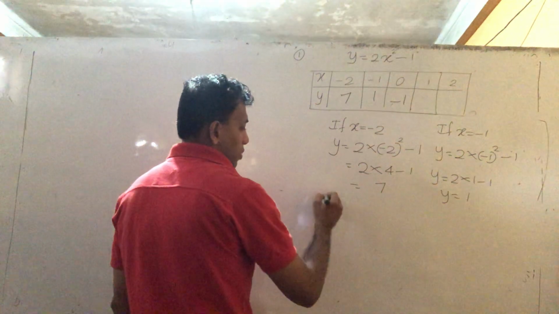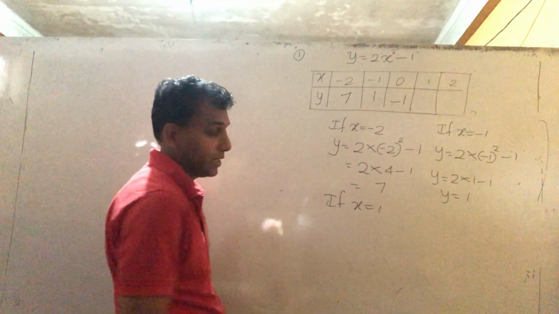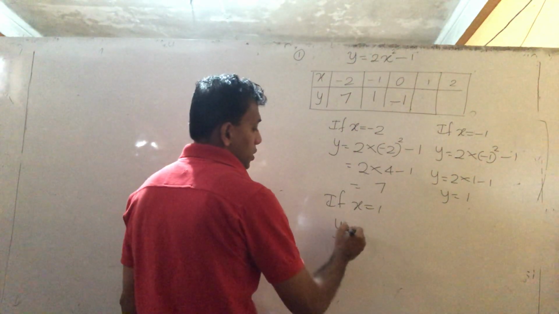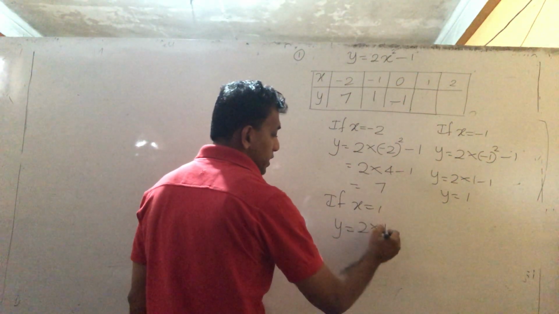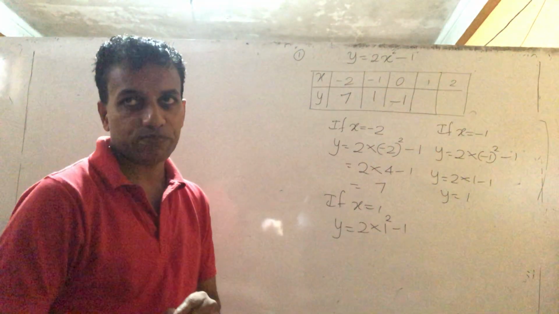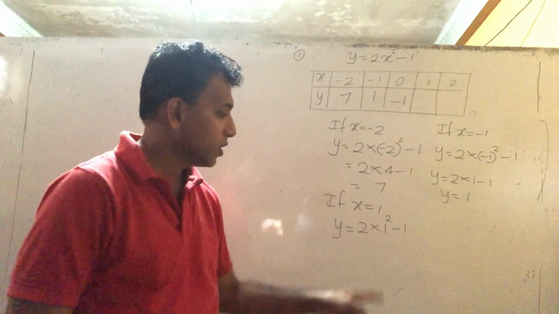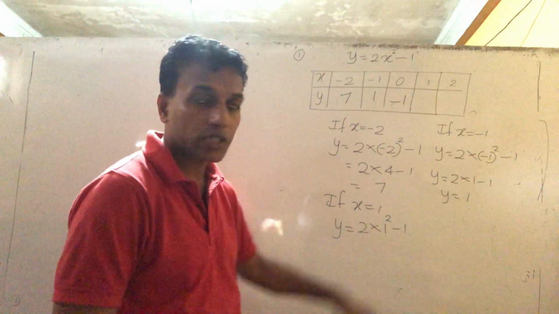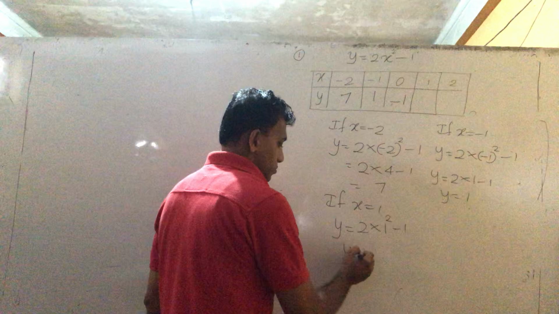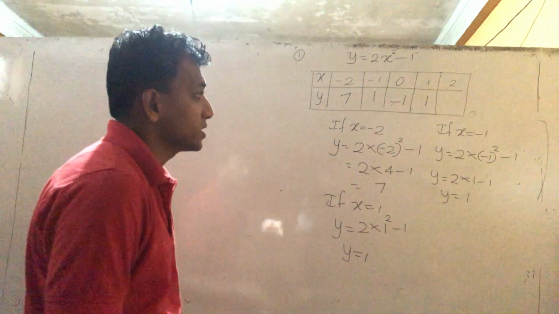Next, if x is 1, see what y is. y equals 2 times 1 squared minus 1. Put x as 1 and simplify. 1 squared is 1, 1 times 1 is 1, 1 times 2 is 2, and 2 minus 1 is 1. If x is 2, check that the answer is 7.